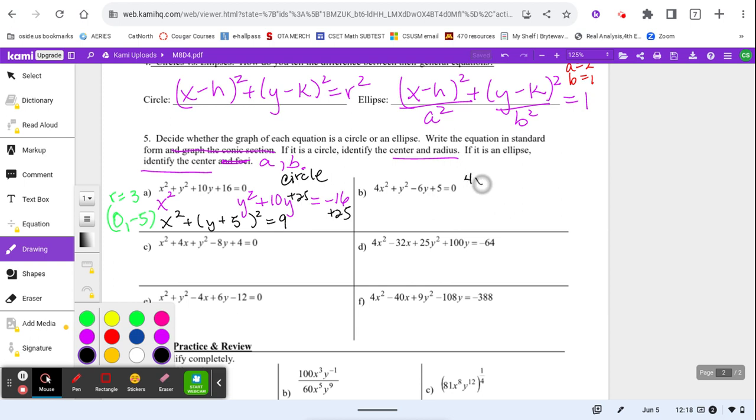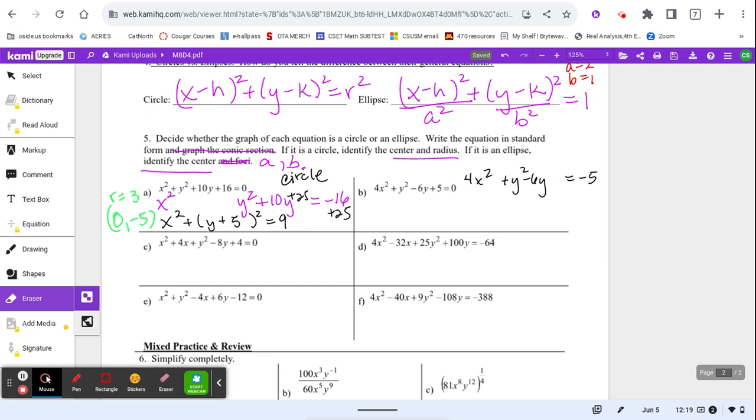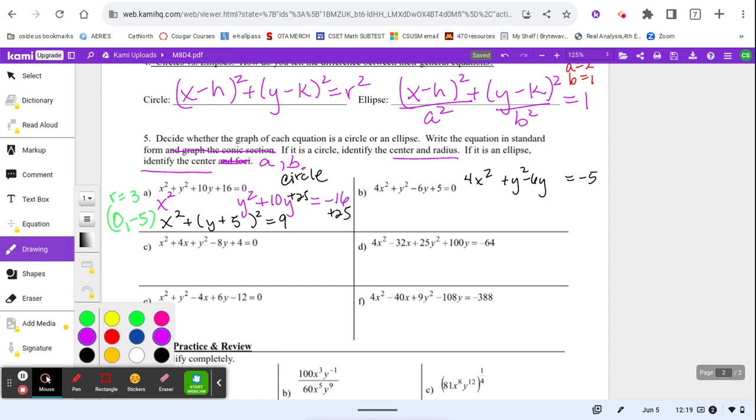We've got 4x squared, and then notice that there's no other x's, so I'm going to leave space, and I'm going to do y squared minus 6y, leave space, and I'm going to move the constant to the right side. And so this is already a perfect square. It's got a coefficient, so I'm leaning towards ellipse. And then for the 6, half of 6 is 3, 3 squared is 9. That's doing the B work. Whatever I add to one side, I add to the other. So I'm going to be left with 4x squared plus y minus 3 squared equals 4.